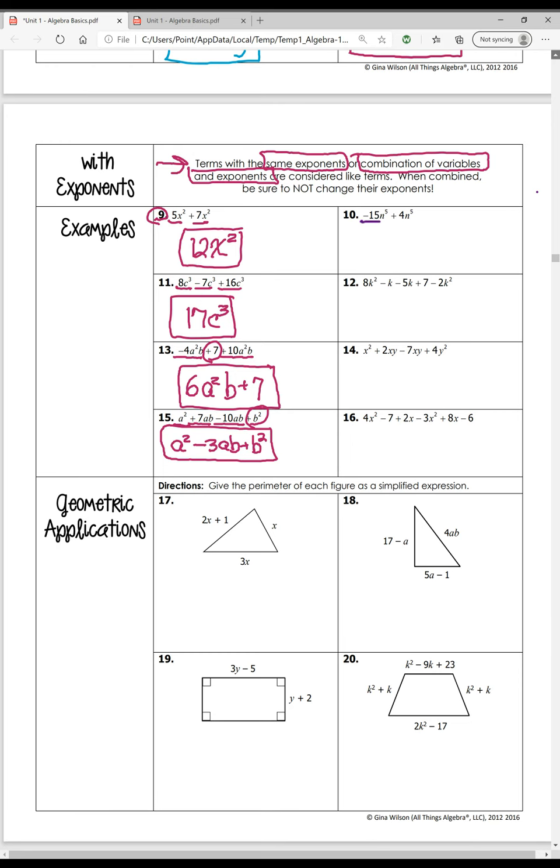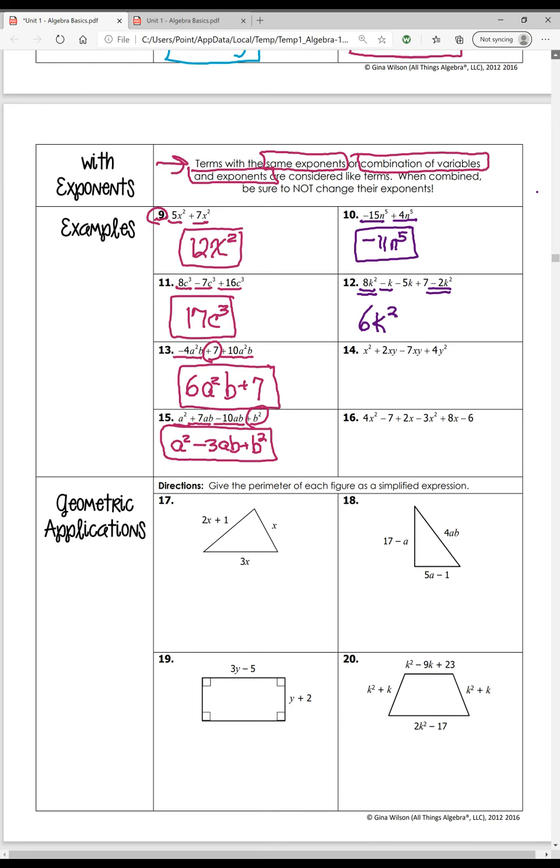We have a negative 15n to the 5th plus 4n to the 5th. Negative 15 plus 4 is negative 11n to the 5th power. Here we have 8k squared minus 1k squared. Oh, I'm sorry, that's a minus k. We're not going to do that yet. We have 8k squared minus 2k squared. So 8 minus 2 is 6k squared.